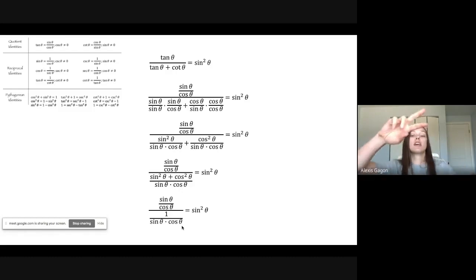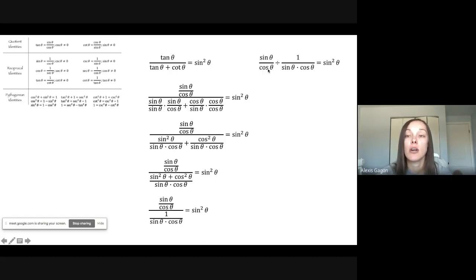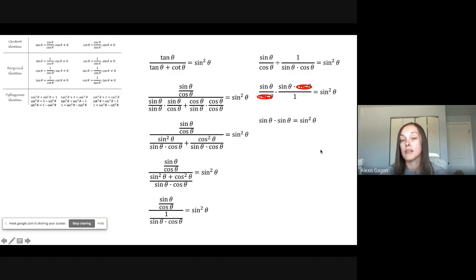Now, since we have a fraction inside a fraction, this big old fraction mess, let's just write this as division. So I have sine over cosine divided by 1 over sine of theta times cosine of theta. Now, division, you can flip and multiply. Shut up, Bear. You can flip and multiply. So then this becomes sine of theta over cosine times sine of theta cosine of theta over 1. Those cosines cancel. So I'm left with sine of theta times sine of theta, which is sine squared of theta.